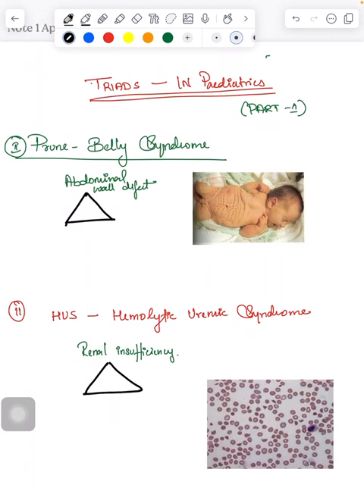In prune belly syndrome, in NEET PG they can ask all of the components that form the triad of prune belly syndrome except one. So in prune belly syndrome you have abdominal wall defect, that is, the abdominal muscle wall will be defective. Then you will have genitourinary defects and cryptorchidism, that is undescended testis. So cryptorchidism, abdominal wall defect and genitourinary defects form the triad of prune belly syndrome.